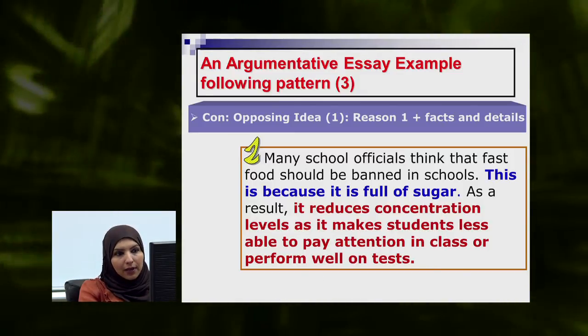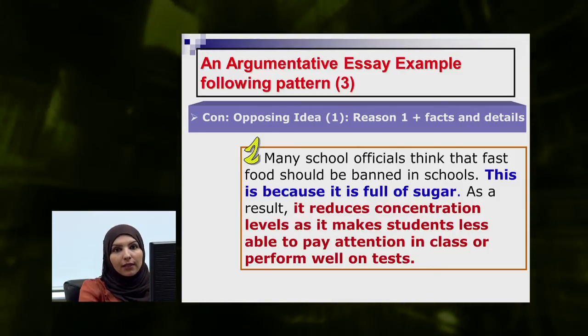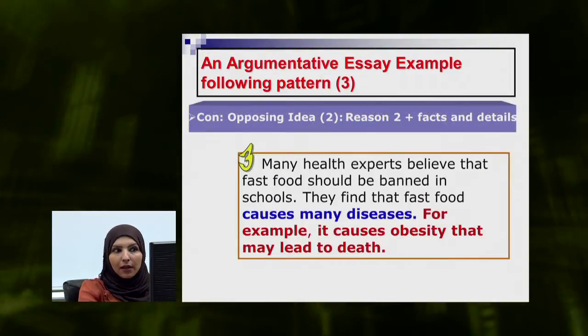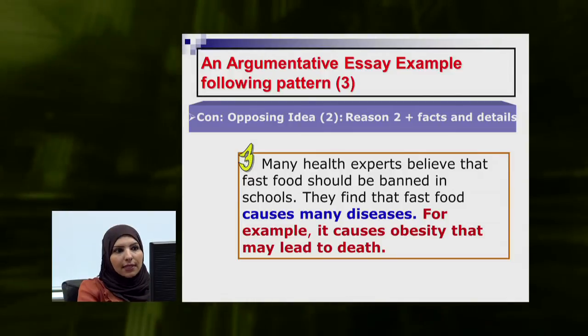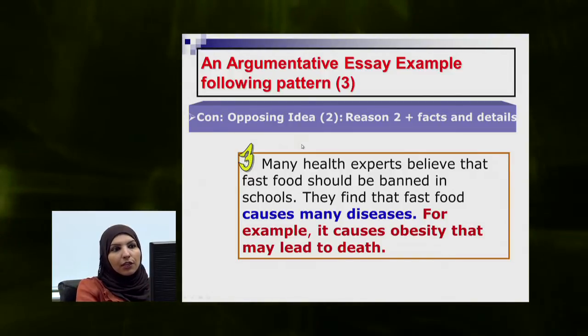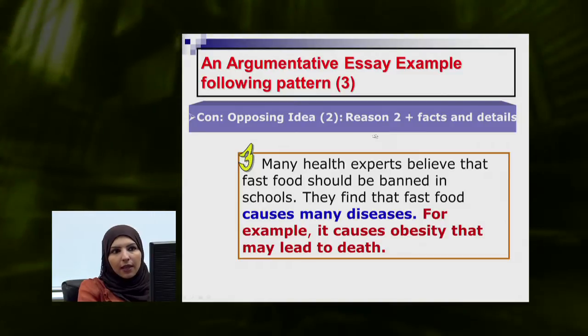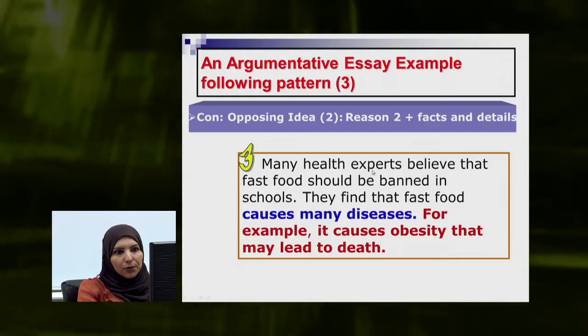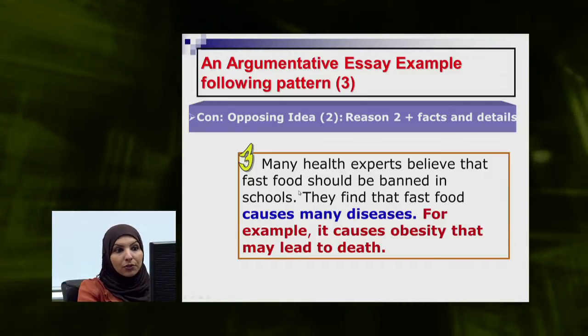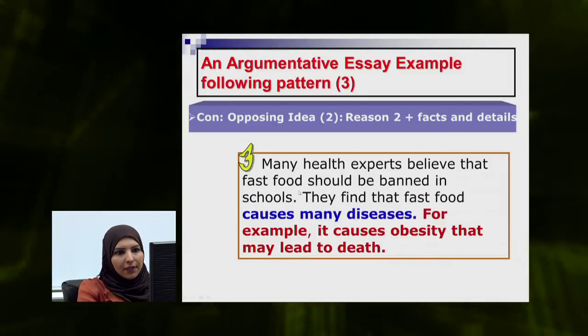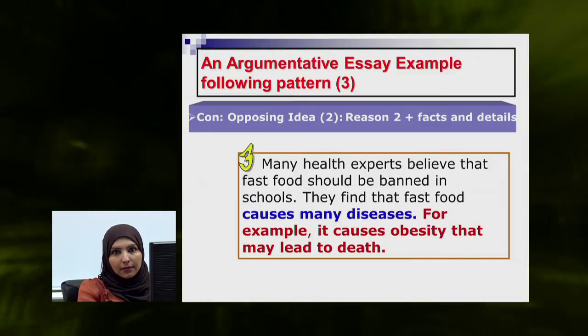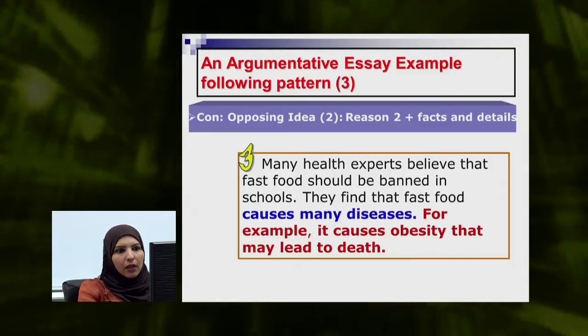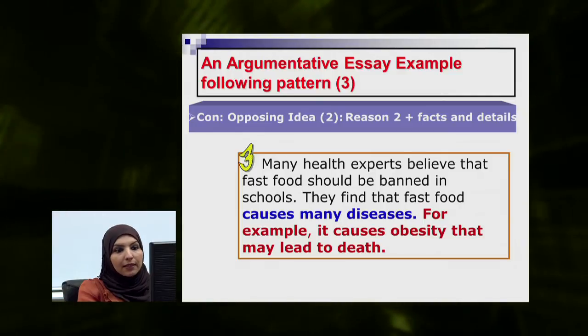After your second paragraph, which is about the first opposing idea, comes the third paragraph, which is about the second opposing idea, including the second reason, plus facts and details. Let's read the third paragraph. Many health experts believe that fast food should be banned in schools. They find that fast food causes many diseases. For example, it causes obesity that may lead to death.